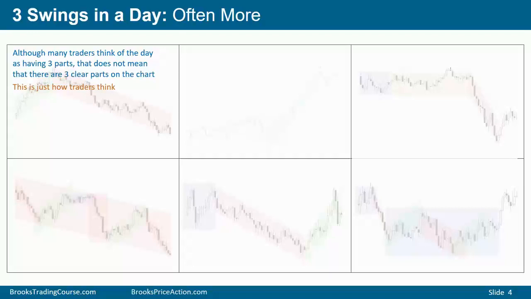I mentioned that most days do not clearly have 3 parts to the day. A lot of times when you print them out at the end of the day, you'll see the 3 parts. But this is how traders think. They look for a trade on the open, they look for a trade at the end of the day, and then they trade the middle of the day, however it appears to be. A trading range, they'll trade it like a trading range. A trend, they'll trade it like a trend.